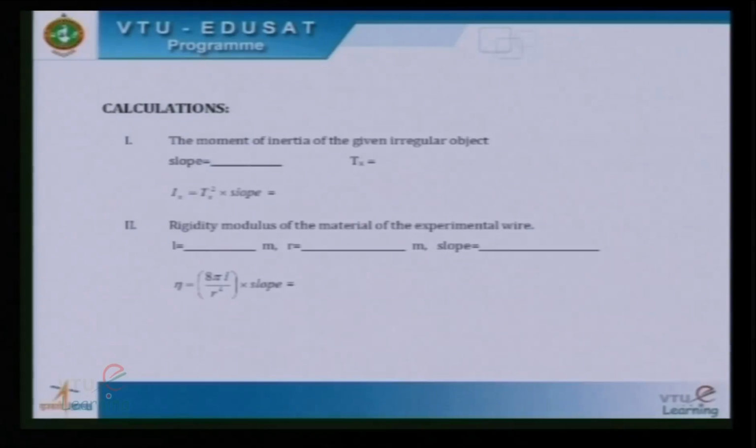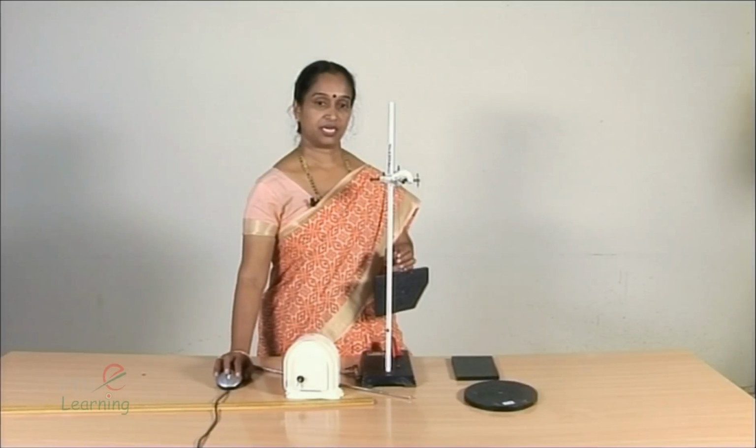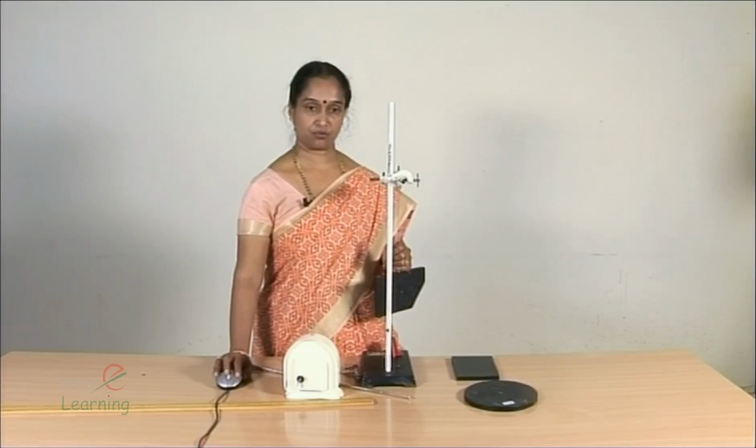The moment of inertia of the irregular object is found using the relation Ix is equal to Tx square into slope, where Tx is the time period of the irregular object. Slope is obtained from the graph and the product will give you the moment of inertia of the irregular object.